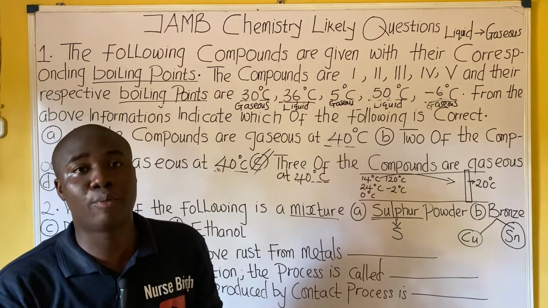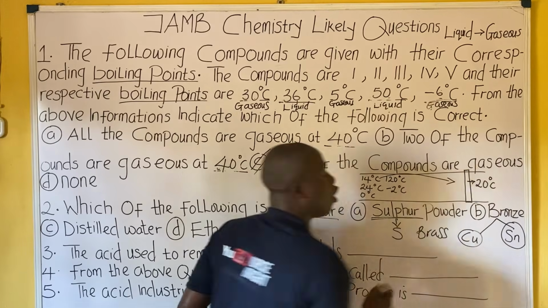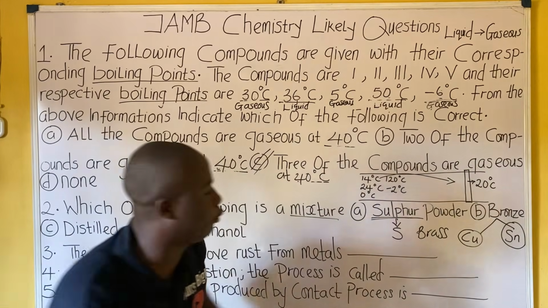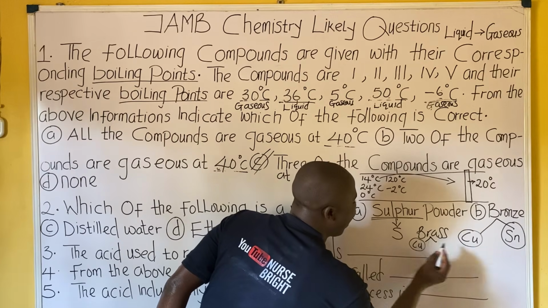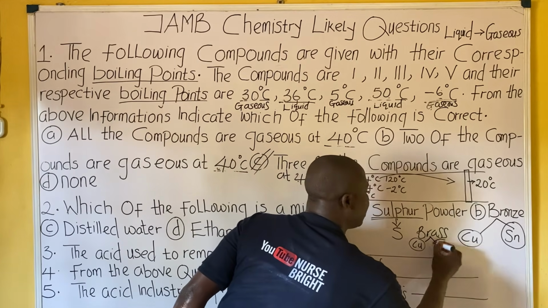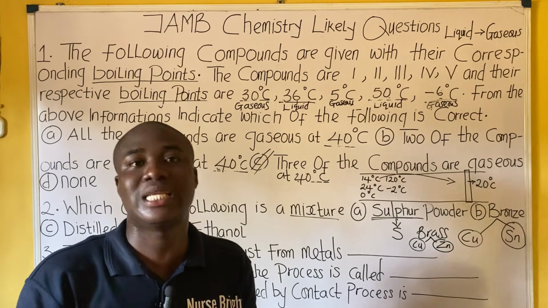metals. As we are having bronze, we are having another mixture like brass. Brass is also a mixture. It looks like bronze. Brass is a mixture made up of two elements which are copper and, in this case, zinc. Please memorize this because these are possible questions that will come out in the JAM exam.